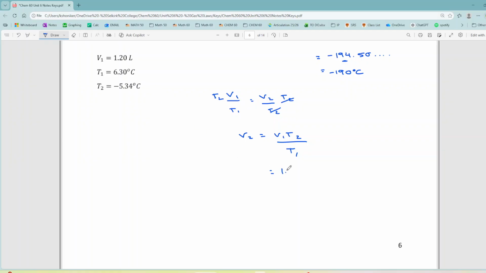And then I'm going to put in my values. So for V1, I'm going to put in 1.20. And then both of my temperatures have to go in kelvins. So I'm going to convert these both by adding 273.15. So I get 6.3 plus 273.15, which gives me 279.45. And this one, it's all 5 sig figs. And then for this one, negative 5.34 plus 273.15 is going to give me positive 267.81. And again, to 2 decimal places of precision, so I'm going to keep all 4. That's all 5 sig figs.